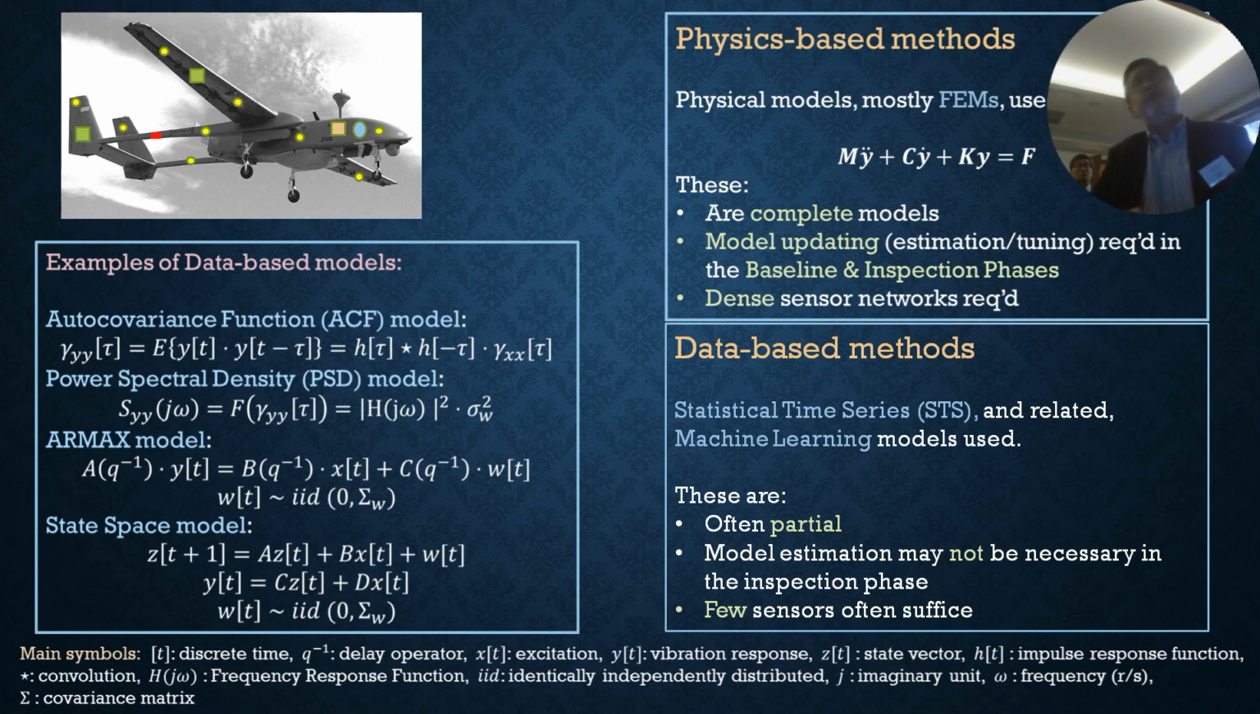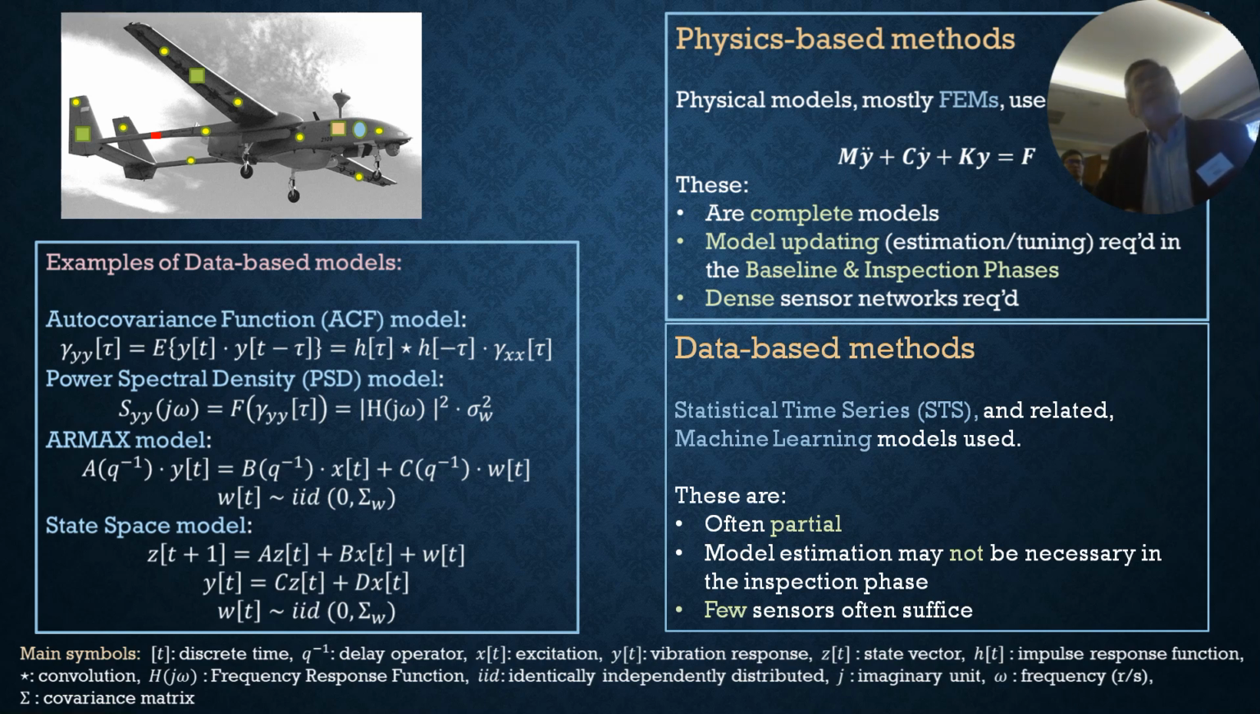Whereas if we go into data-based methods, which is essentially machine learning type methods, we can have very partial models of the dynamics. So small models that do not cover the whole spectrum of the dynamics, but cover the essential dynamics. And we can also use a small number of sensors.